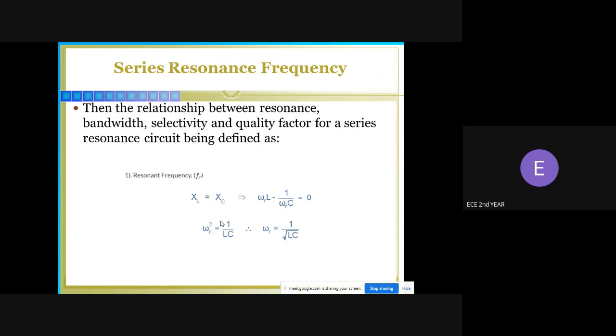Then the relationship between resonance, bandwidth, selectivity, and quality factor for a series resonance circuit is defined. Resonance frequency: at FR, XL equals XC, that is omega L minus 1 by omega C equals 0. So omega R square equals 1 by LC. Therefore omega R equals 1 divided by root of LC.